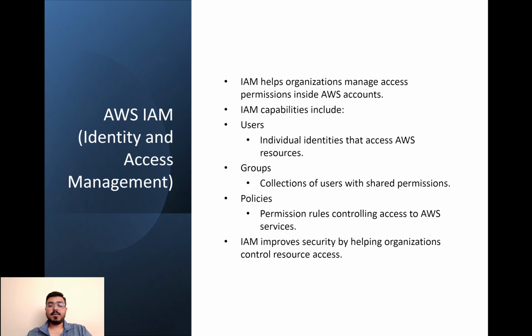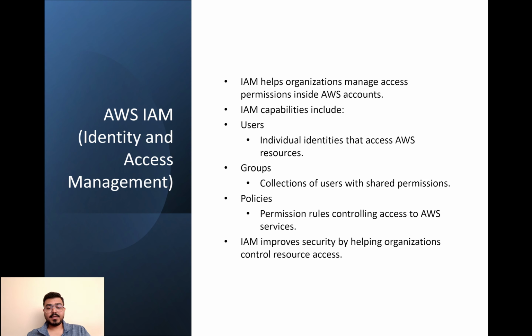IAM provides several important capabilities. The first capability is users. Users are individual identities that access AWS resources. For example, an employee inside an organization may receive a separate AWS user account. The next capability is groups. Groups are collections of users that share permissions. Instead of assigning permissions individually to every employee, organizations can assign permissions to groups. For example, developers may belong to one group while administrators belong to another.